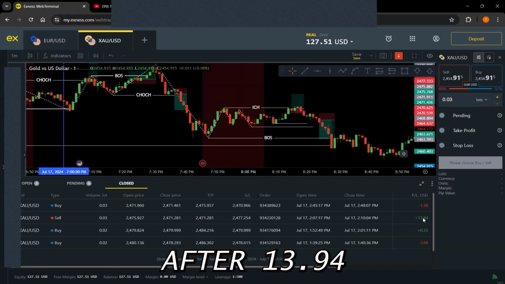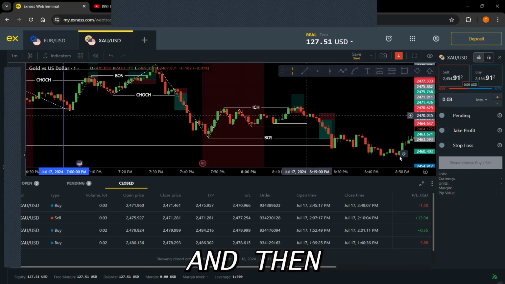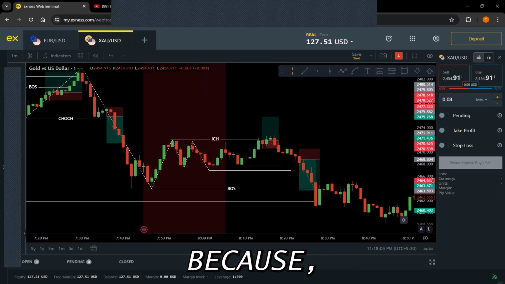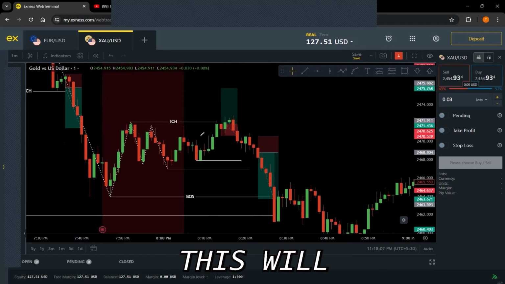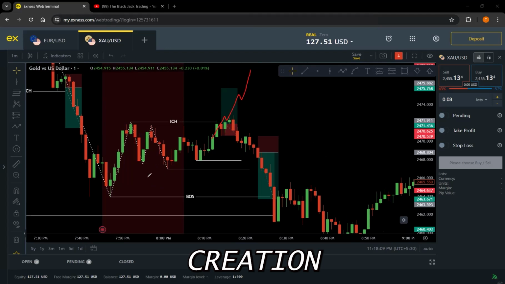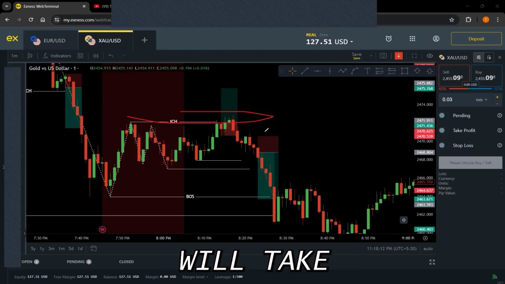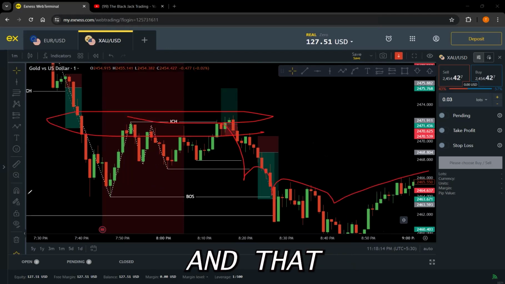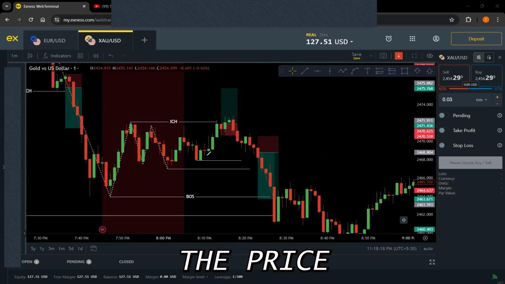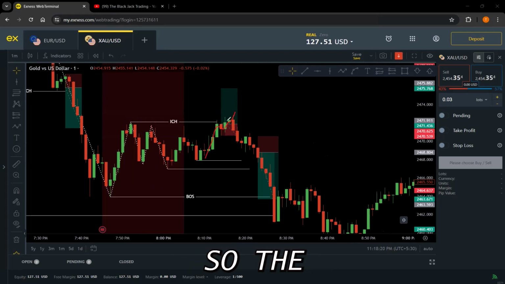As you can see, after 13.94, I actually took this trade in the market, and then suddenly I had to move it to break even as well, because this was expected: either the trade would go towards the upside because of the creation of the high lows, or the price would take out this liquidity and start moving towards the downside. And that really did happen. The price actually just swept the upside liquidity, so I made it to break even, $1.5.